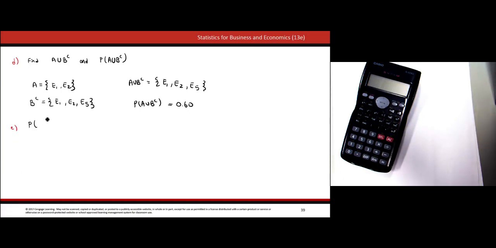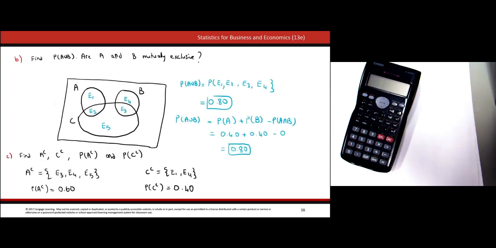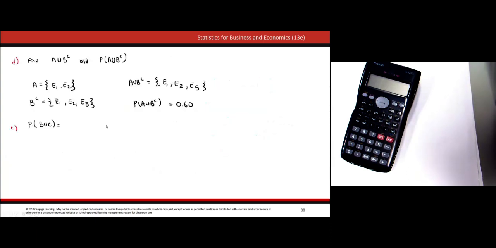Now what is probability of B union C? Sample points that are in B or C or both. We have E2, E3, E4 in B, E2, E3, E5 in C. So which sample points do we have in B union C? E2, E3, E4, E5, which is 0.8.